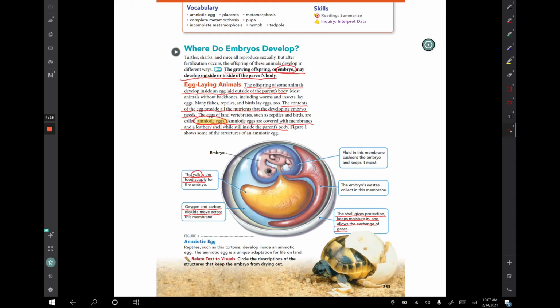So obviously as the embryo develops, it gets larger and the food supply gets smaller, and eventually you see the turtle down here at the bottom that emerges when it is ready to be able to live on its own.